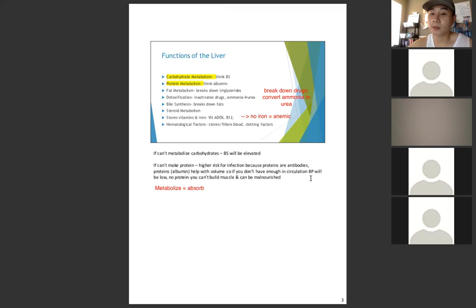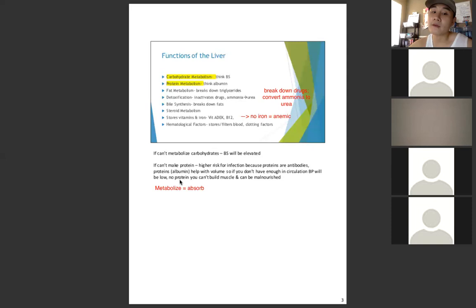Like I said, albumin is a molecule that flows inside our blood vessel in order to hold and maintain the volume of the blood that we have. So if we don't have the albumin, the liquid, the blood won't stay in the blood vessel. It will leak out of the blood vessel. And if we don't have enough volume in our blood vessel, the blood pressure will drop.